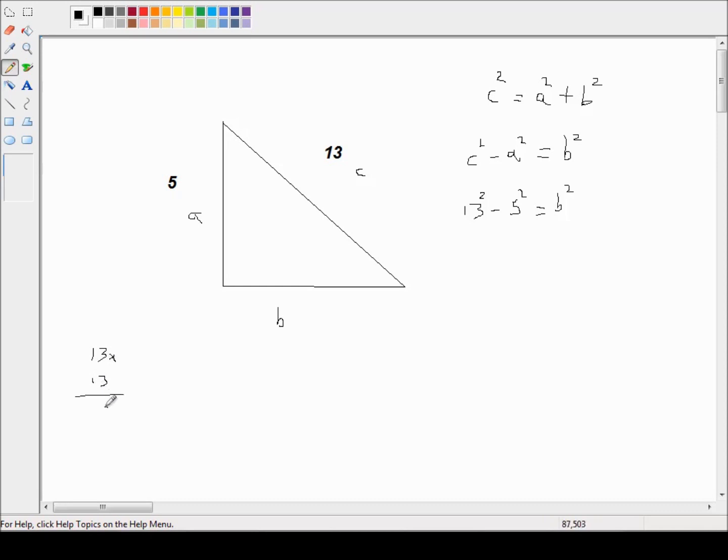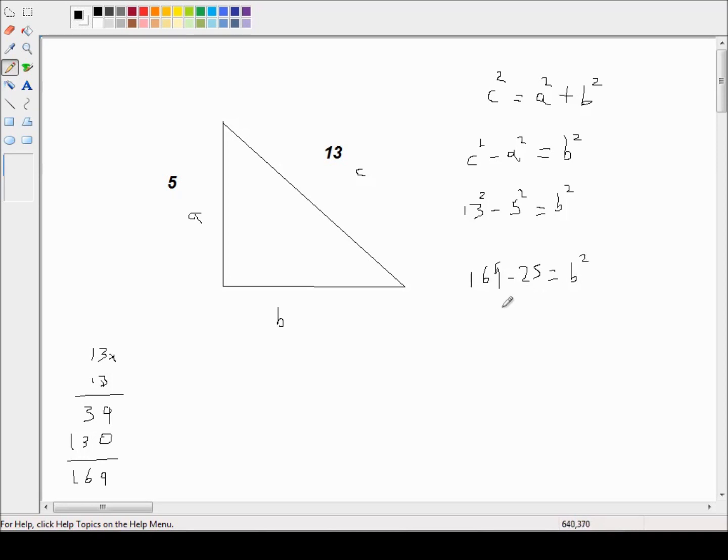So 3 times 3 is 9. 3 times 1 is 3. And then 10 times 13 is 130. Add them up and we get 169. So 169, and we already know from our squares up to 100 that 5 squared is 25, and that's equal to B squared.